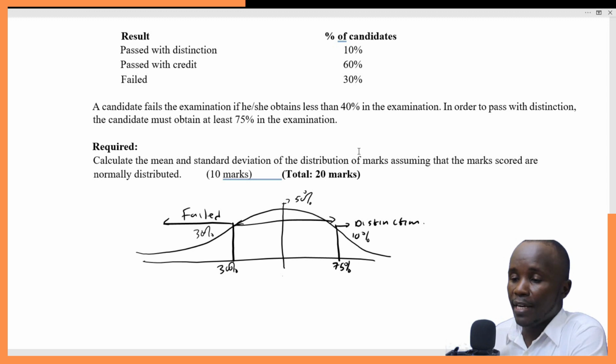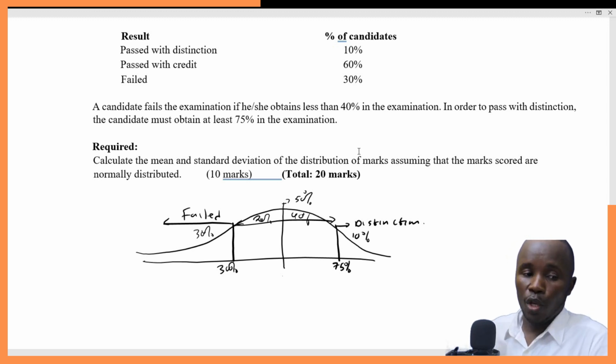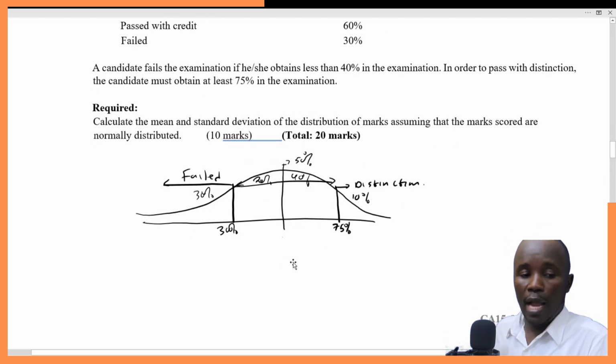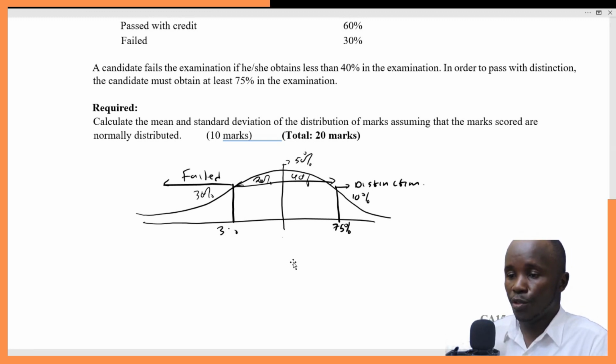But remember, I had initially mentioned that in a normal distribution, the 50% mark is at the middle. It therefore means here we have 20% and here we have 40%, so that when you add 20 plus 30 is 50, 40 plus 10 is 50. Good. I want to consider something here. Let me just use 0.3 and 0.75 so that you check.